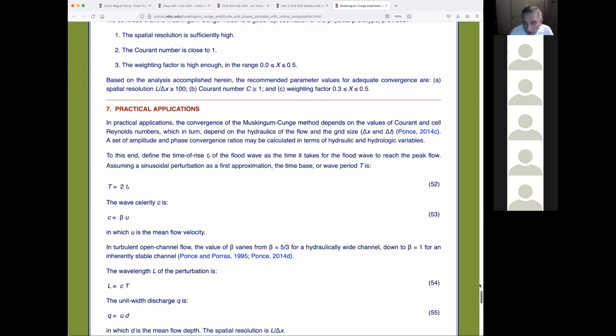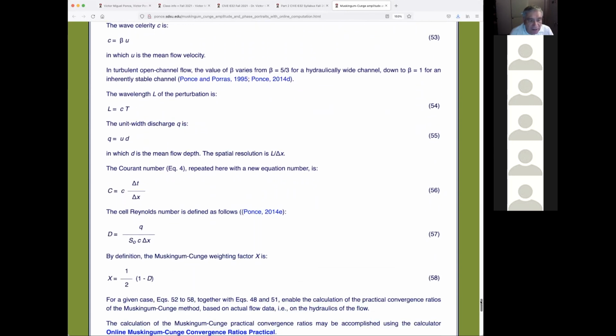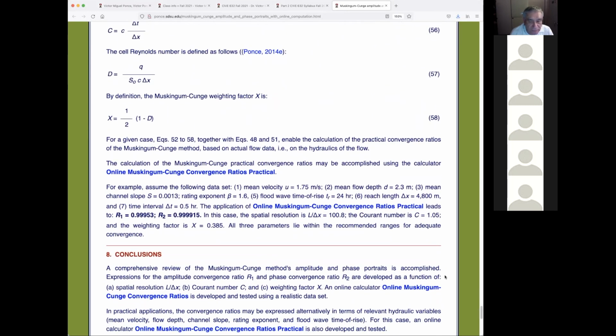So we can calculate a set of amplitude and phase convergence ratios. And we have all this algebra in here, which you have already seen. And we can use the online Muskingum-Cunge convergence ratios calculator, practical. So we have a practical calculation, not just a theoretical one. And for instance, we just have an example in here.